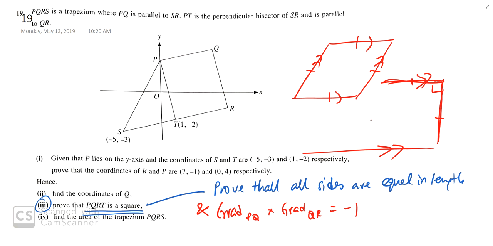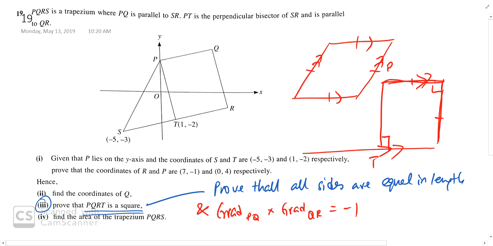PT is the perpendicular bisector of SR. Okay. Now this is the point over here. PT perpendicular. Is this now sufficient to prove that it's a square? Now it's sufficient. You get it? There are different ways of doing it. As long as you come up with the minimum amount of information required to prove that it's a square, good enough already.